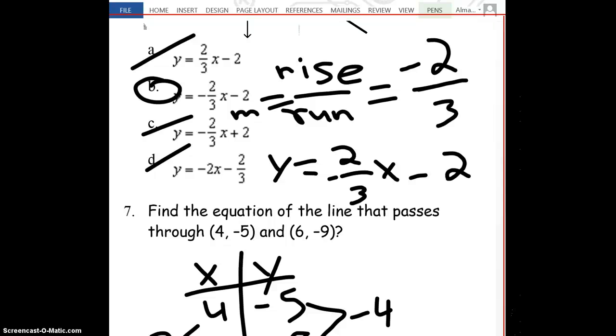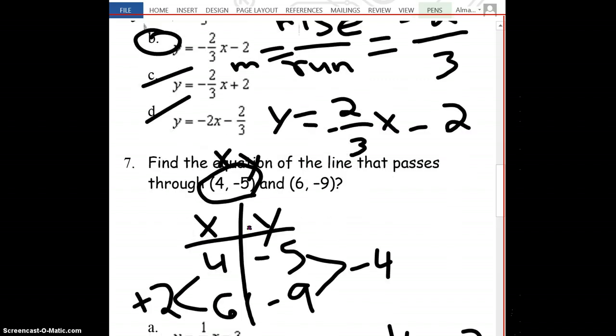Now I need to pick a point. I'm going to work with the first one. And so I know that the 4 is my x, and the negative 5 is my y. So I'm going to use those 3 pieces of information to plug into y equals mx plus b. Again, you could have chosen the second point. You would have just been working with a 6 for the x and a negative 9 for the y. But I'm going to choose to work with the first point.